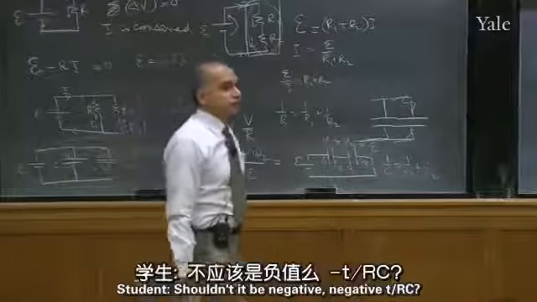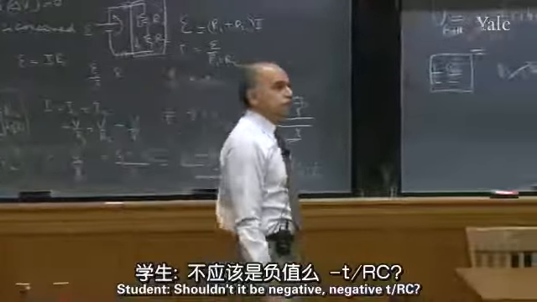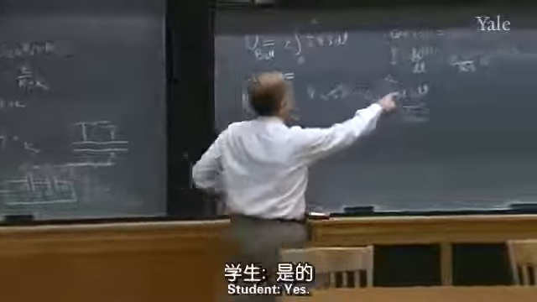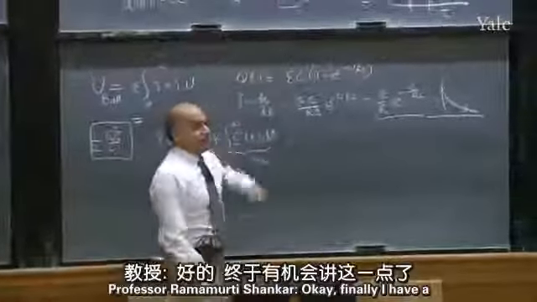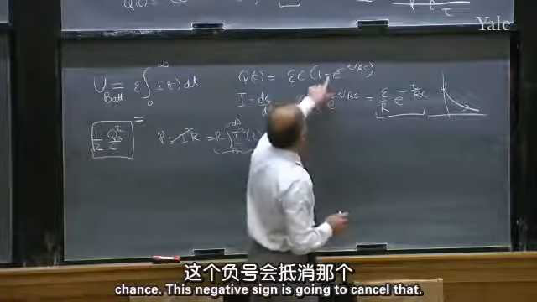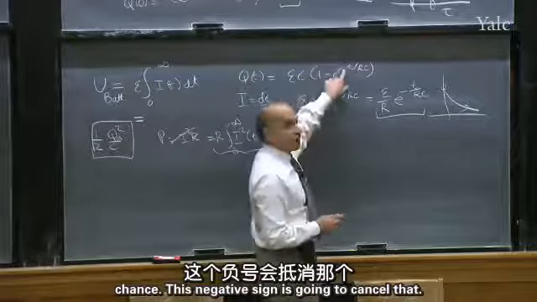Shouldn't the derivative be negative, negative t over RC? Here? Yeah. Okay. Finally, I had a chance. This negative sign is going to cancel that.